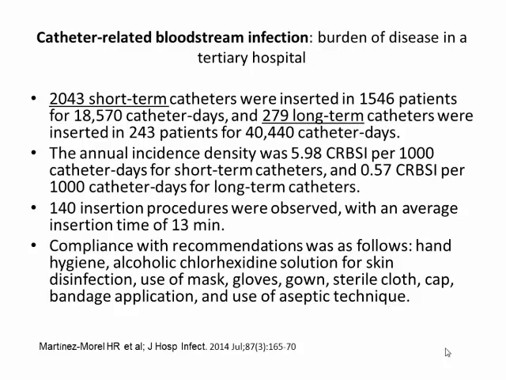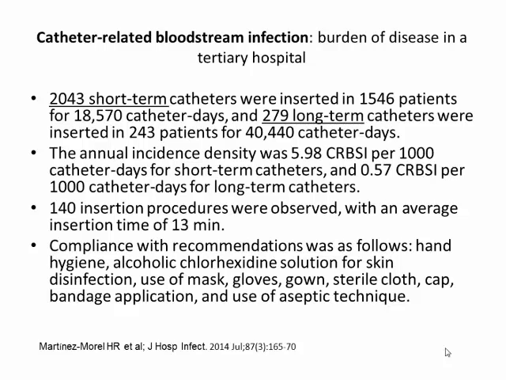So there, about 2,000 short-term catheters were used in about 1,500 patients for 8,000 catheter days, and then 280 long-term catheters were used. They showed that the annual incidence density was 5.98 bloodstream infections per 1,000 catheter days for short-term and 0.57 bloodstream infections per 1,000 catheter days for long-term catheters. About 114 insertion procedures were actually observed.